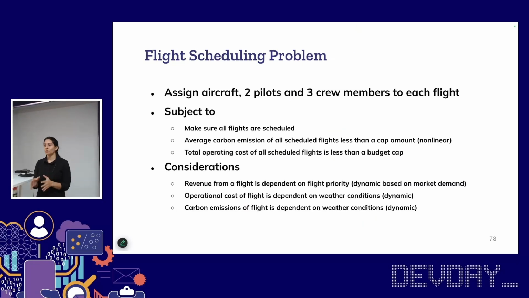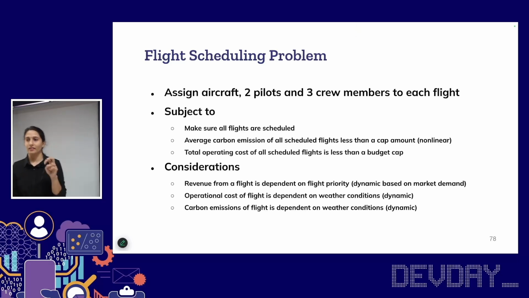Now let's come back to the original problem statement, flight scheduling. Quick recap, what are we going to do? We have to assign an aircraft, 2 pilots and 3 crew members for a flight. Now, subject to what constraints? We need to schedule all the aircraft under consideration, schedule all the flights under consideration, make sure carbon emission and budget constraints are met, and crew constraints, crew operating hours, all of these are met. This is our constraint optimization problem. Now, where RL helps is the additional things that I have put under consideration.